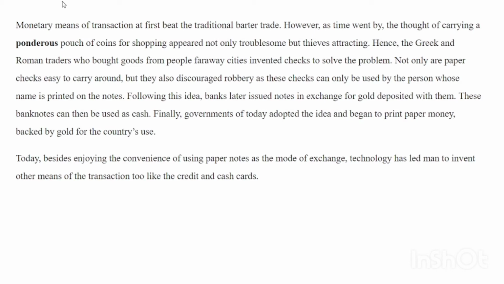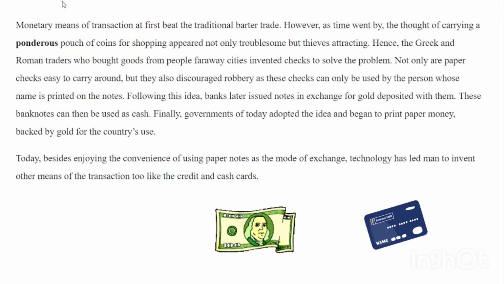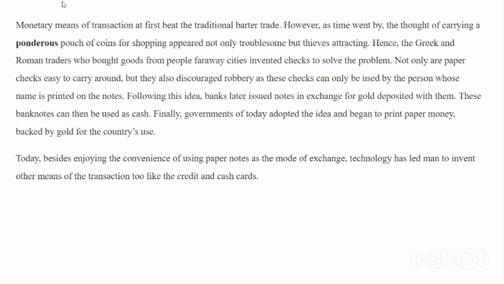Following this idea, banks later issued notes in exchange for gold deposited with them. These banknotes can be used as cash. Finally, governments of today adopted the idea and began to print paper money, backed by gold, for countries' use. Today, besides enjoying the convenience of using paper notes as the mode of exchange, technology has led man to invent other means of transaction too, like credit and cash cards.